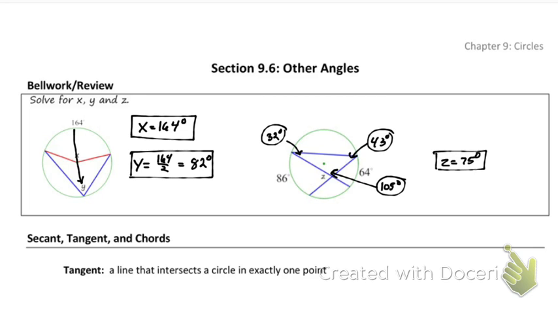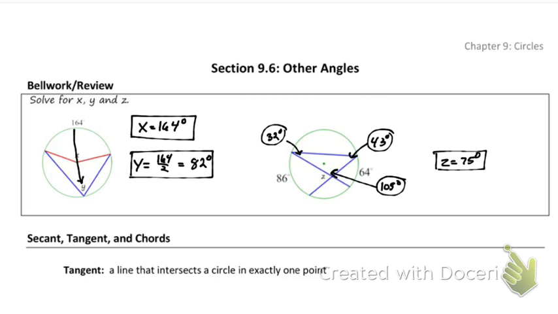Any questions about that? Questions going once? Going twice? I think a lot of us took that 86 and divided by 2 because we thought this was like an inscribed angle. It is not. It does not touch the circle. That point would have to touch the circle to be an inscribed angle. All right. Hopefully that's a little clear.